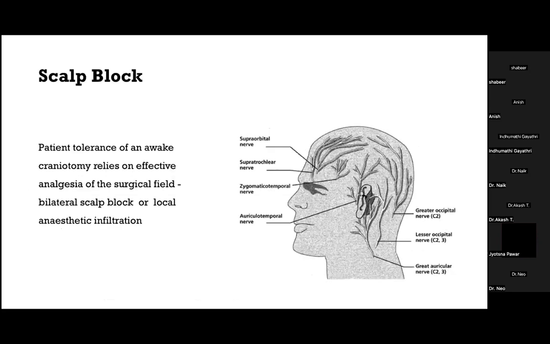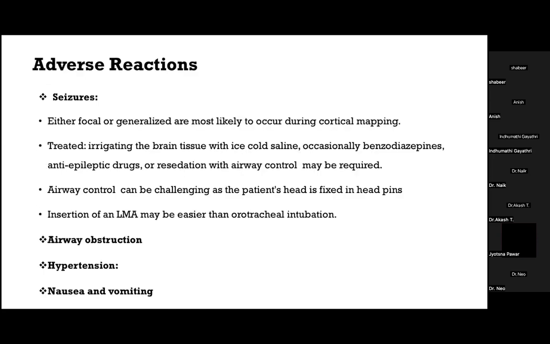It's important that the patient tolerates an awake craniotomy, and this relies on effective analgesia of the surgical field. So bilateral scalp block or local anesthetic infiltration is given. The 7 nerves which are blocked for scalp block are supraorbital, supratrochlear, zygomaticotemporal, auriculotemporal, greater occipital, lesser occipital, and the greater auricular nerve.